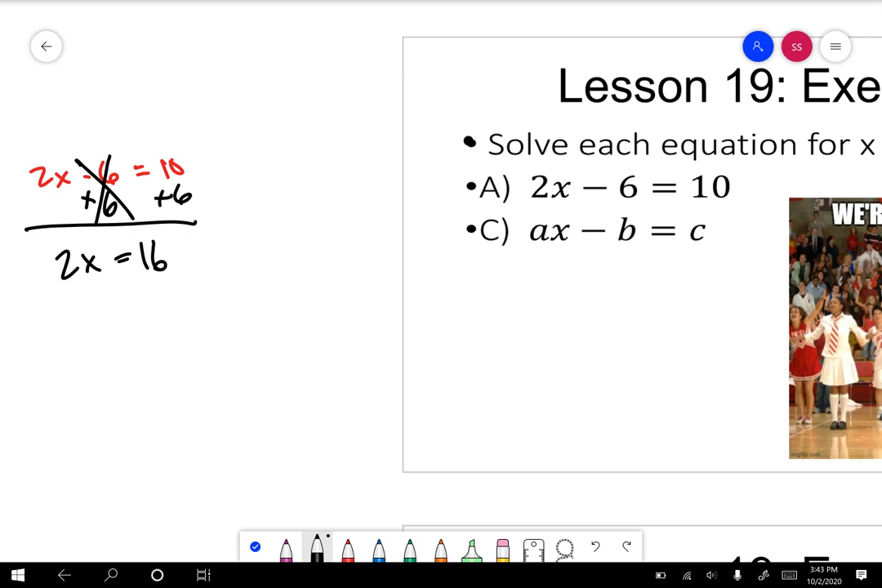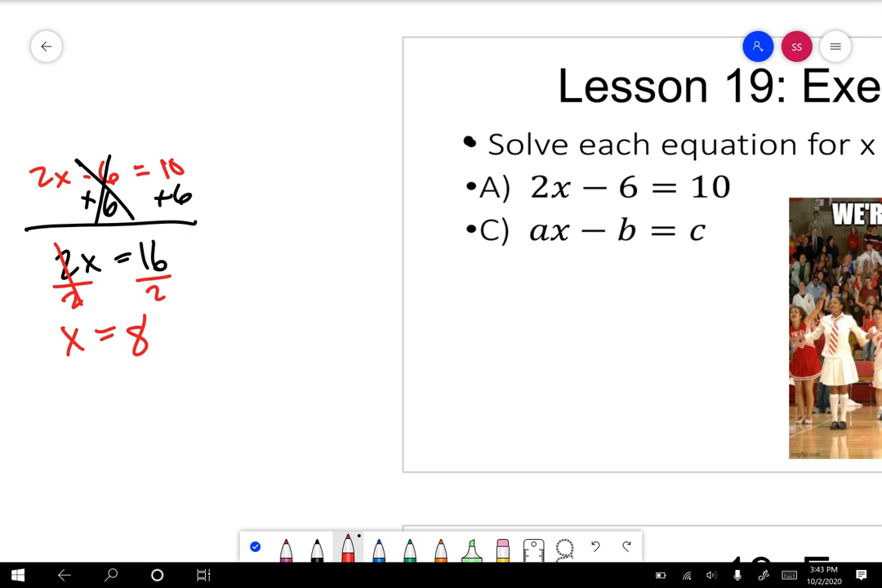Now all we have is our x being multiplied by 2. So to undo that multiplication, we would need to divide by 2 on both sides. And there we are left with 2 divided by 2 is 1, so x on the left, and 16 divided by 2 would give us 8. And voila, we have solved for x.